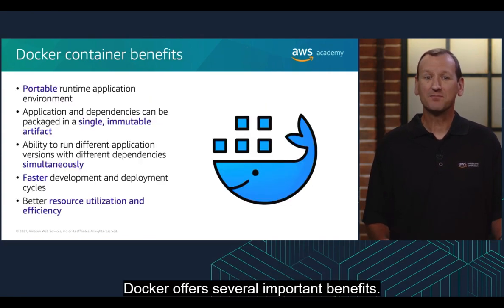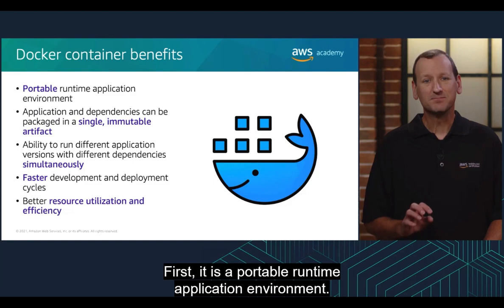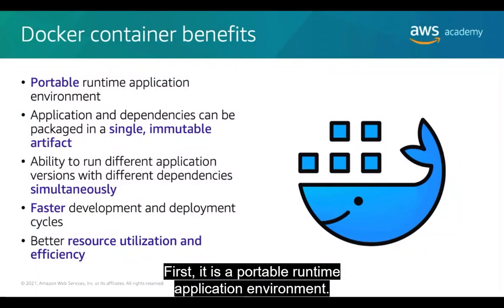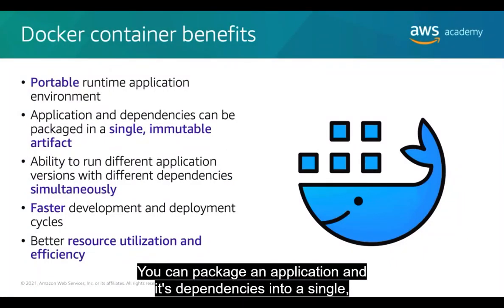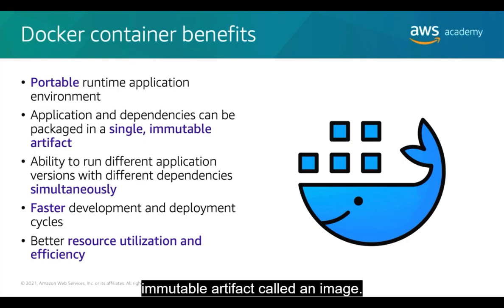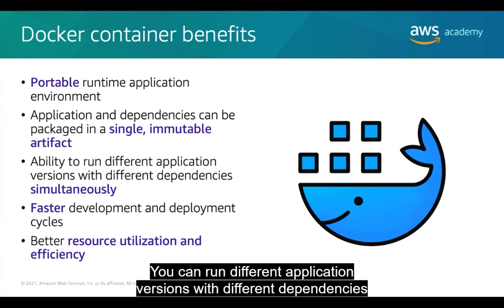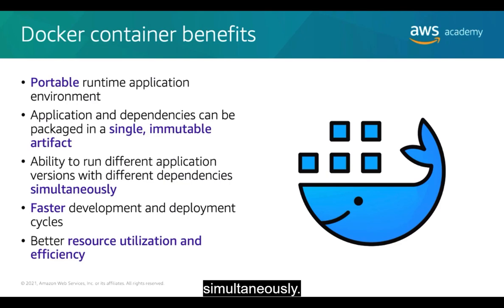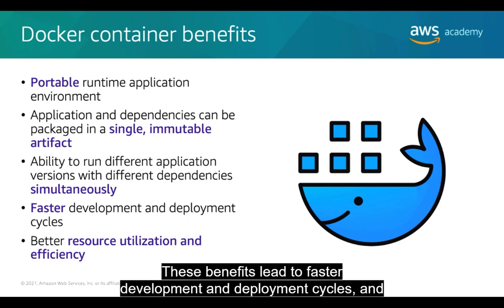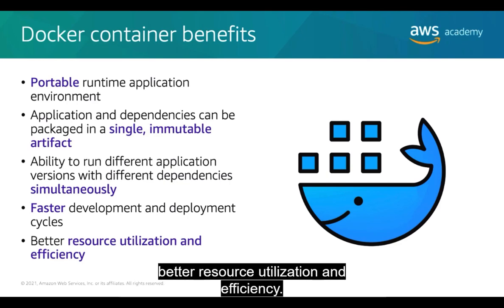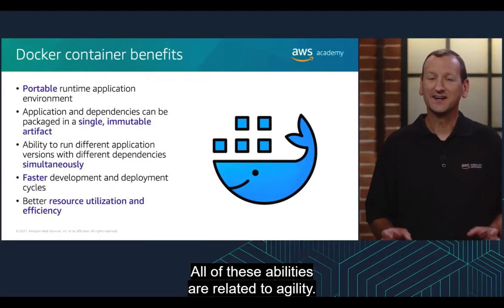Docker offers several important benefits. First, it is a portable runtime application environment. You can package an application and its dependencies into a single immutable artifact called an image. After you create a container image, it can go anywhere Docker is supported. You can run different application versions with different dependencies simultaneously. These benefits lead to faster development and deployment cycles, and better resource utilization and efficiency. All of these abilities are related to agility.